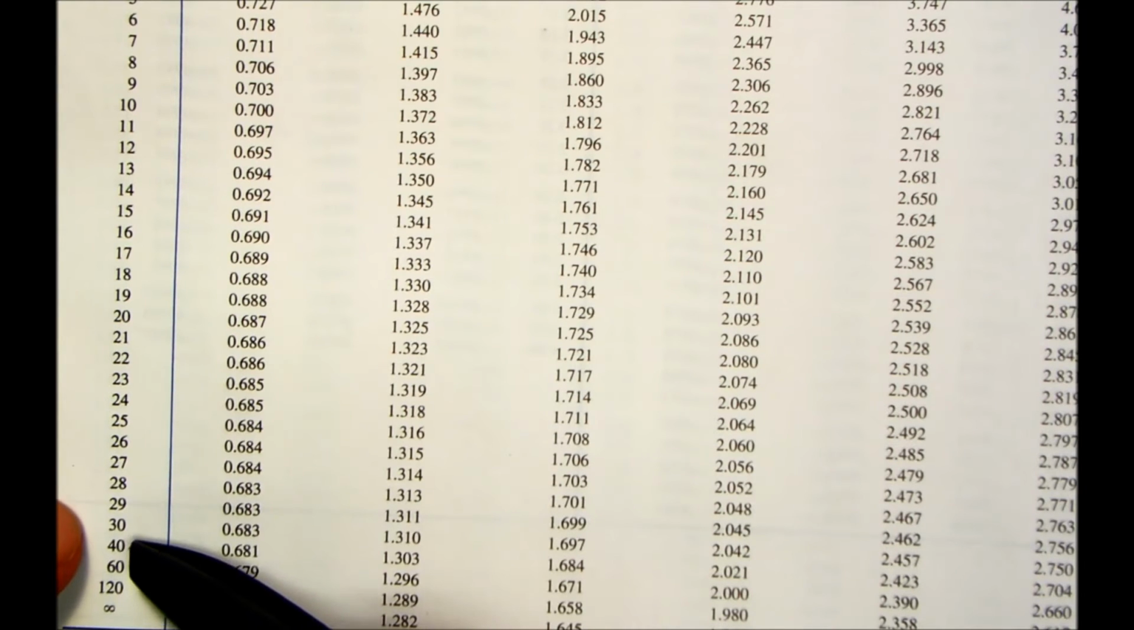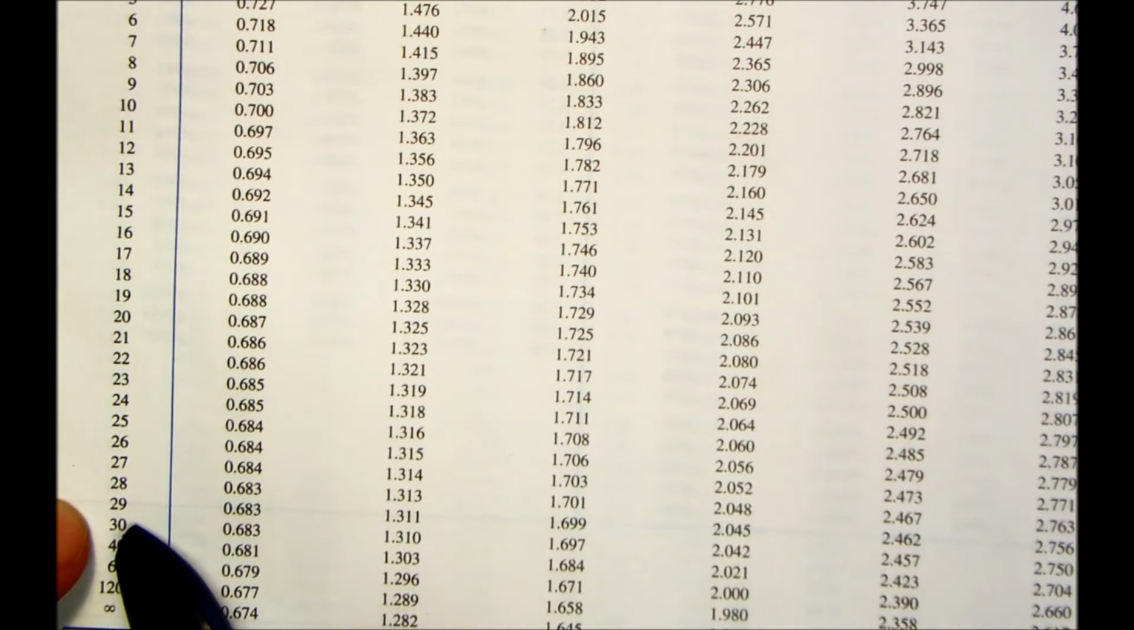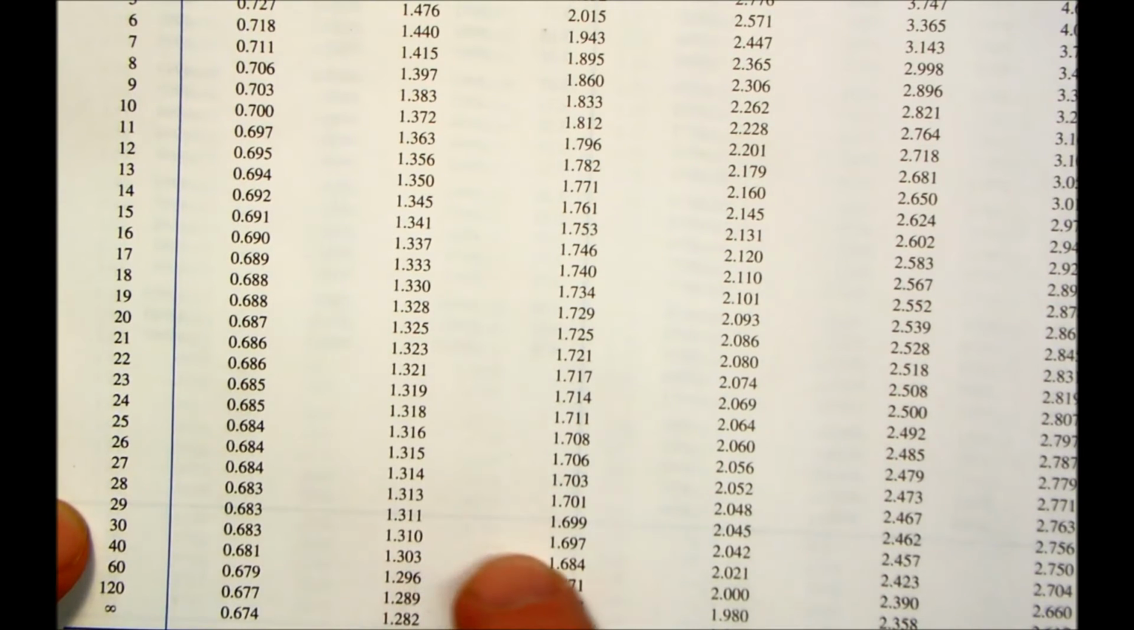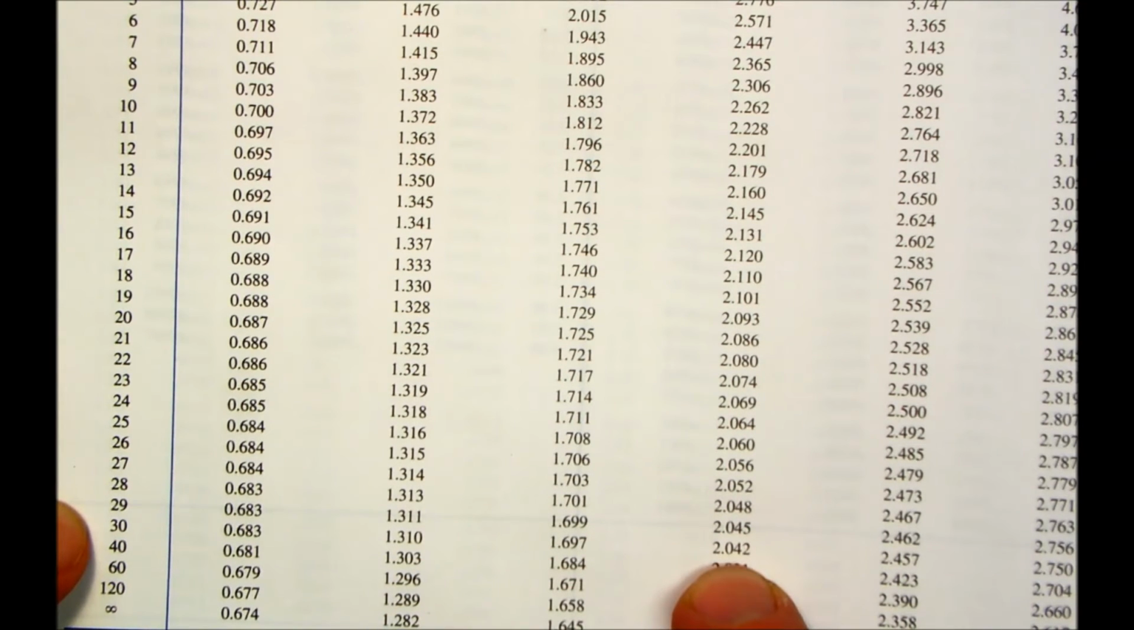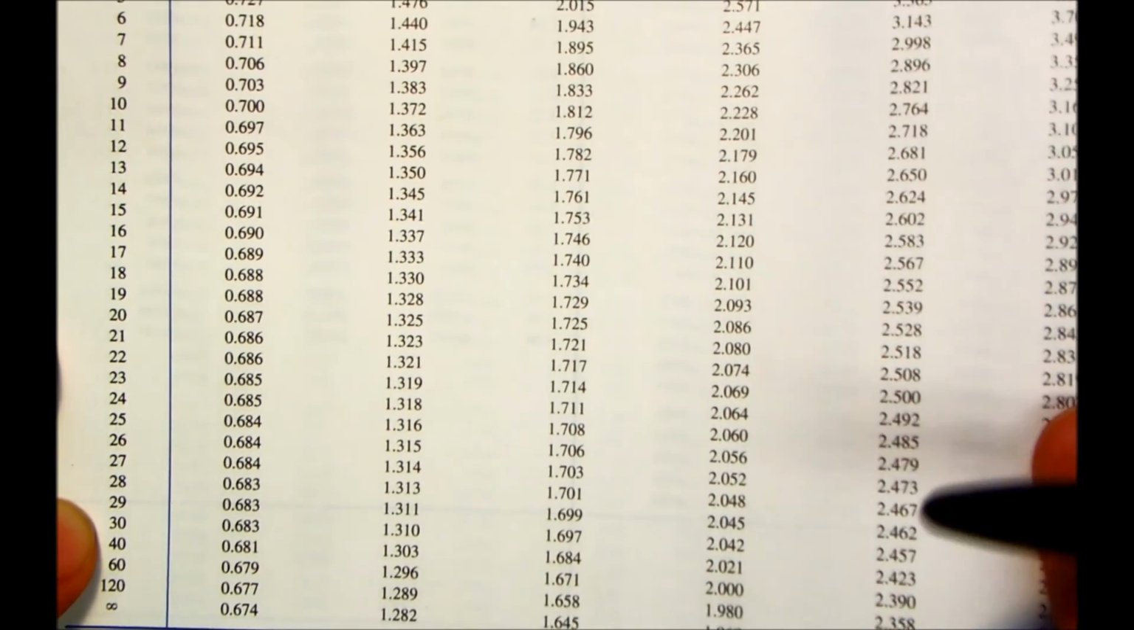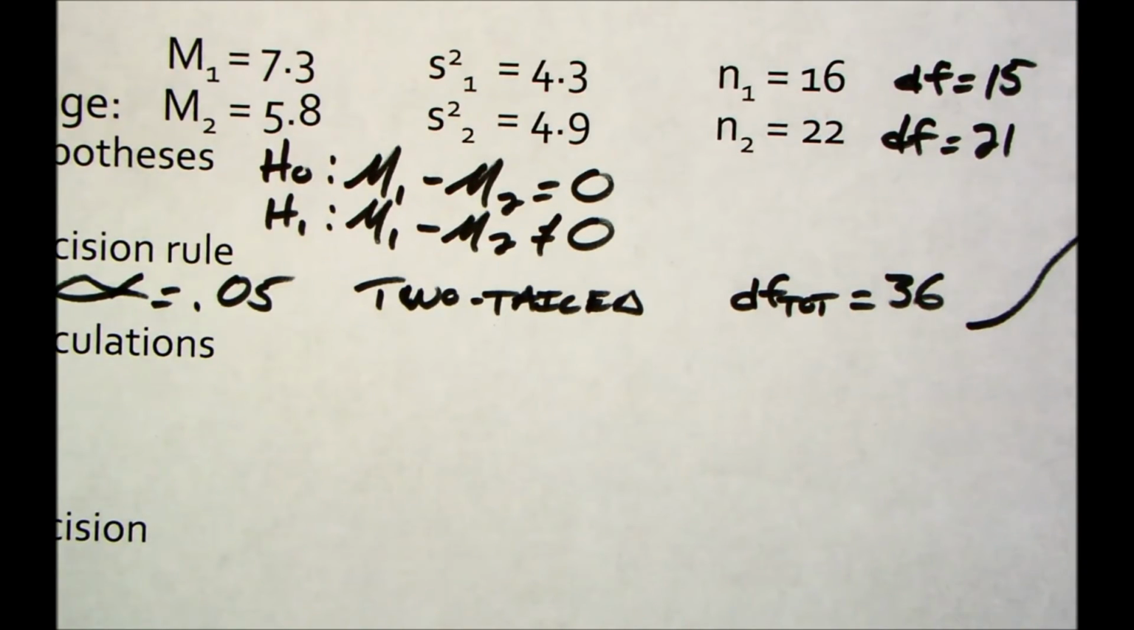There's no 36. Now, your natural inclination is to say we'll use 40, but statisticians are inherently conservative, and so they're going to choose 30 because that makes it a more stringent standard for which to make a comparison. And so we go across here, two tails combined, 0.05, 2.042. 2.042 is our cutoff value for this.